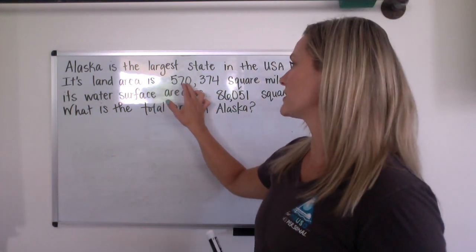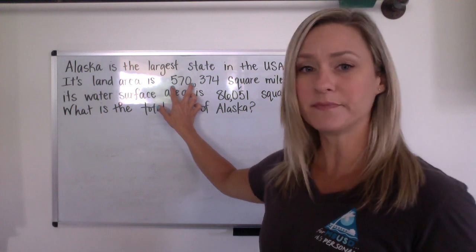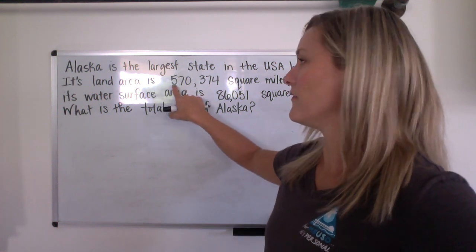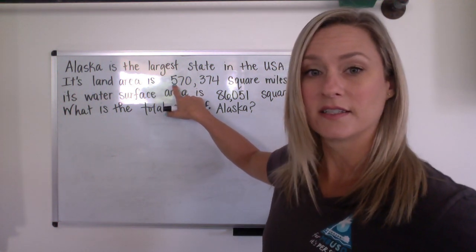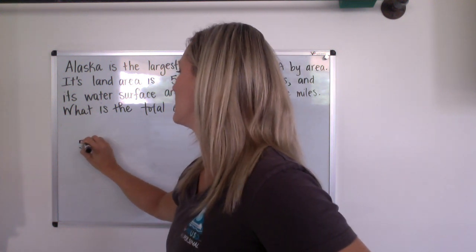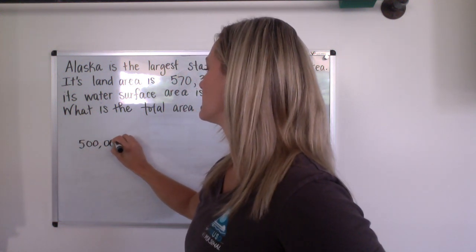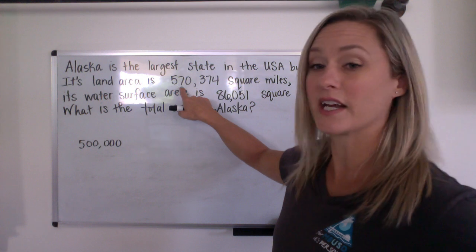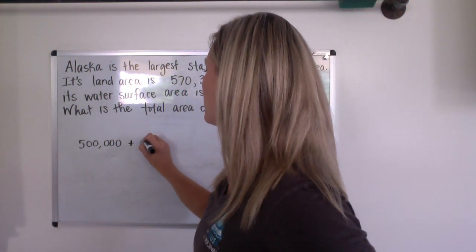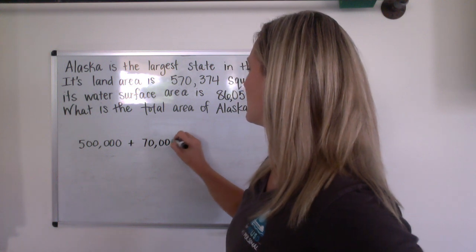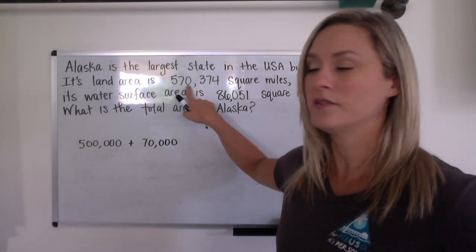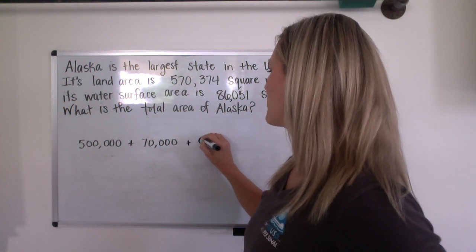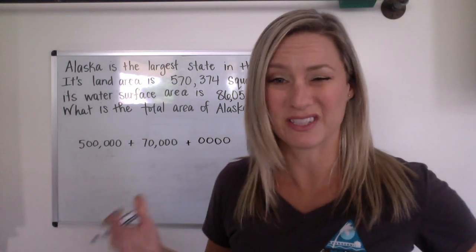Okay, so 570,000, remember this is the thousands period, and this is like the units period, 374. So the value of the 5 is, tell me, 500,000. I'm going to write that there. What's the value of the digit 7? If you said 70,000, you got it. So plus 70,000. And then the value of this digit 0, well, it's worth 0 thousands. It's in the thousands place, so I'm actually going to represent it with 4 zeros, just so it looks like it's in the thousands place.